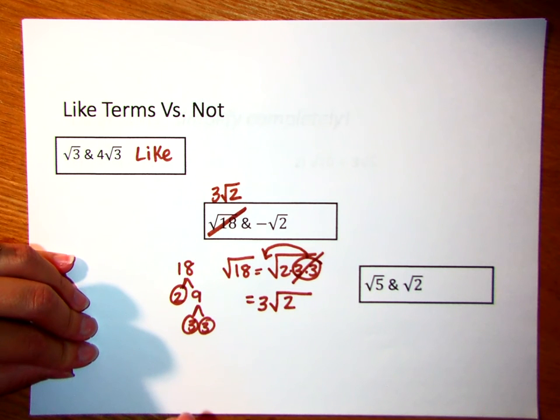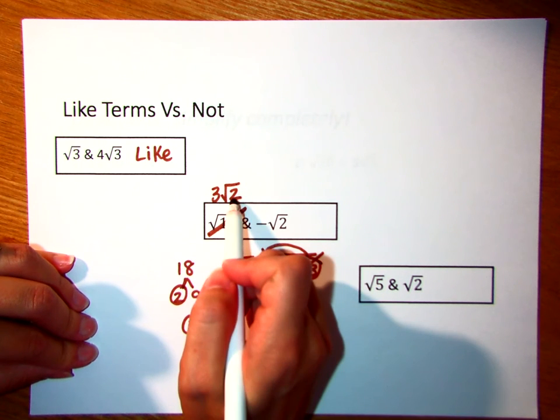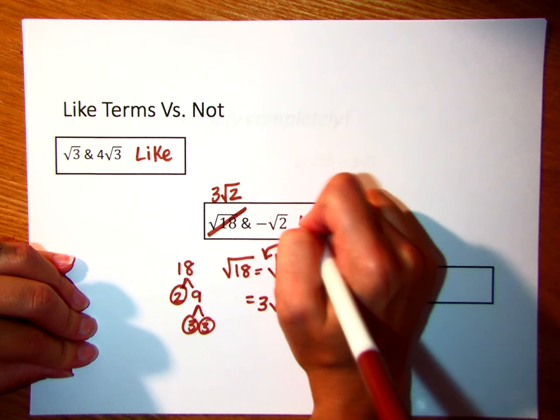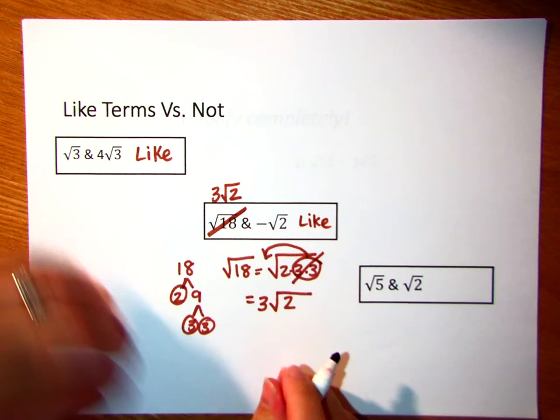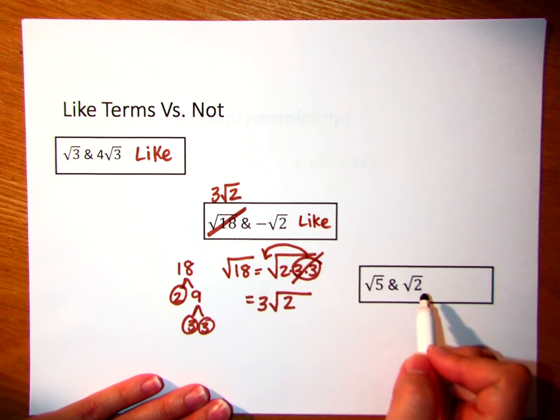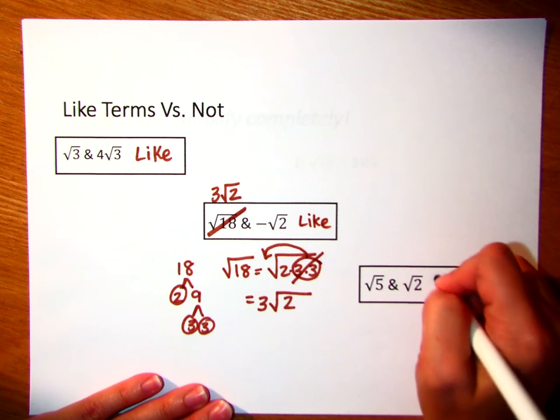Let's look at the radicands. That's all that matters. This radicand here is a 2. This radicand is a 2. These are actually like terms. Now, if you look at this next example, these are both prime. 5 and 2 are prime. And the radicands don't match. We would say that these are unlike.